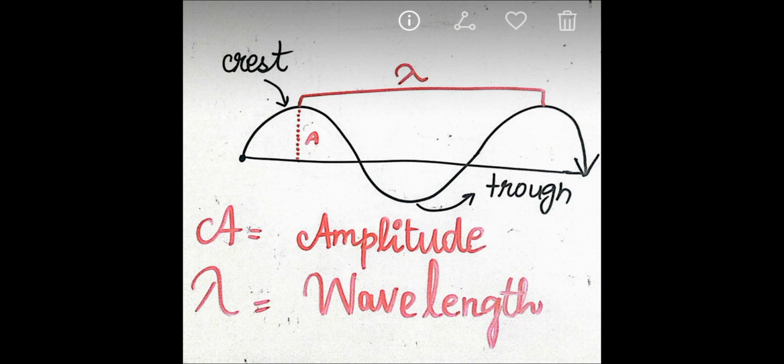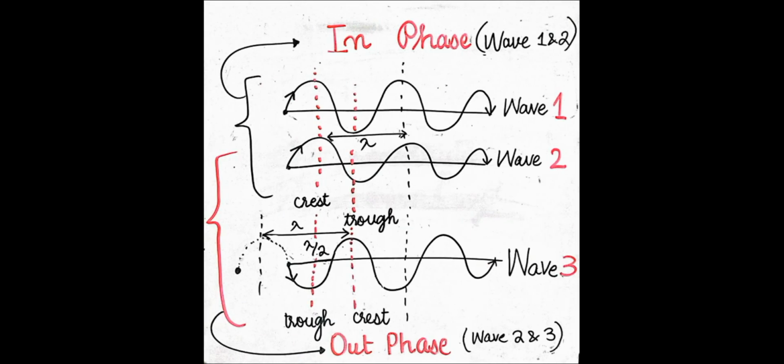So this was an overview of the crest and trough, as well as what an amplitude is, which is basically a height, and what a wavelength is, the length of the wave. It can either be the distance between two crests, or the distance between two troughs. Now what is in phase and out of phase? Over here you can see three waves. I've drawn three waves here: wave 1, wave 2 and wave 3.